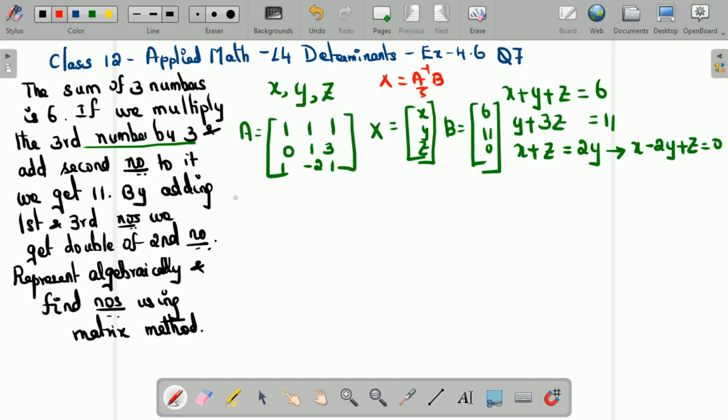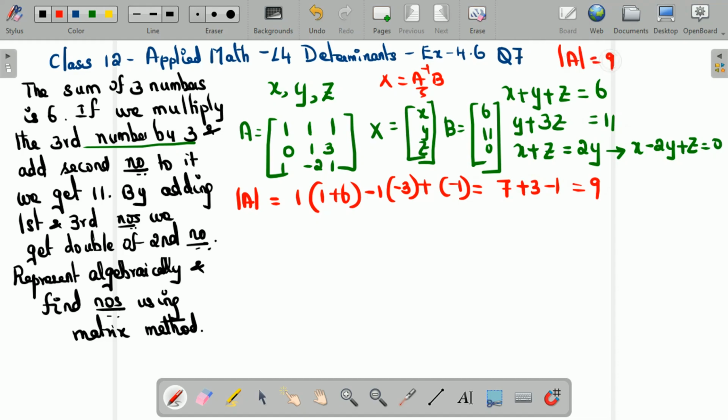The first step of inverse is to calculate the determinant. So determinant of A, it is 1 into 1 plus 6, minus 1 into minus 3, plus minus 1. This will be evaluated as 7 plus 3 minus 1. So determinant of A is equal to 9. So let's note it. Determinant of A is equal to 9.